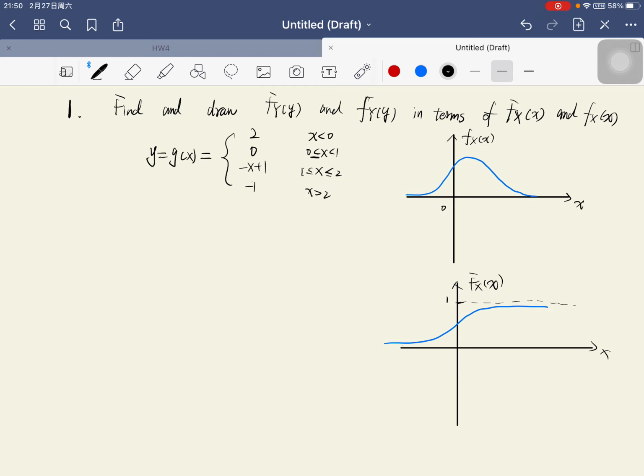This is question 1 of homework 4 in the course Probability and Stochastic Process. In this question, we want to find and draw the distribution function of y and the density function of y in terms of the distribution function of x and density function of x.